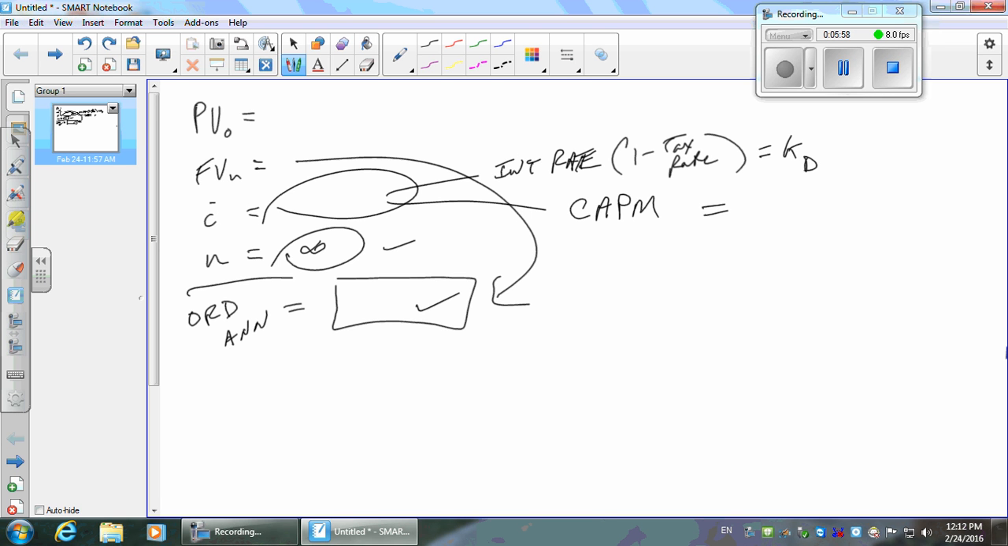Oh, by the way, why do you use K instead of C? Because in economics, C is consumption. K is cost. That's it. They're not trying to be clever. We use D because it's debt. Cost of equity, we use E because it's equity. So that's going to be our discount rate.